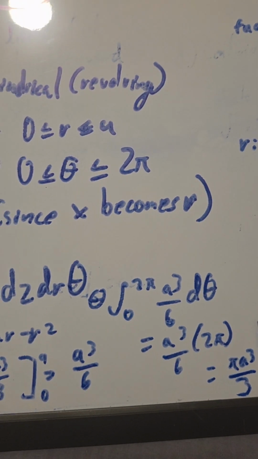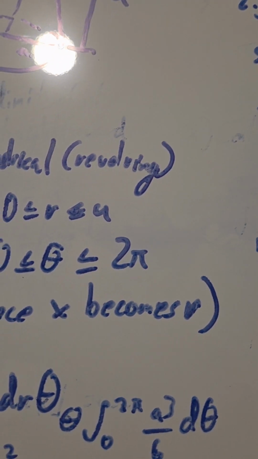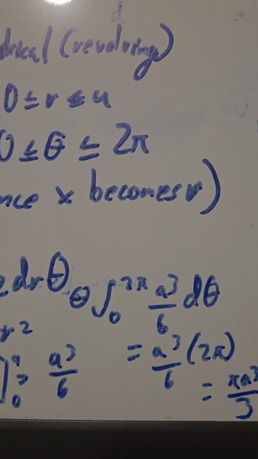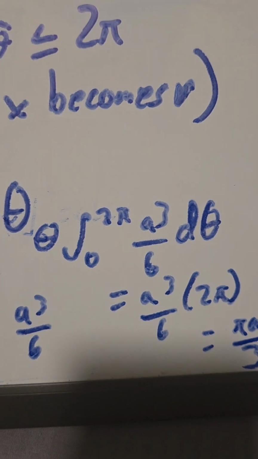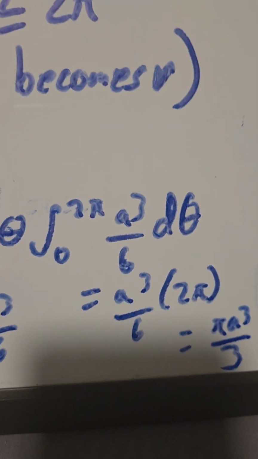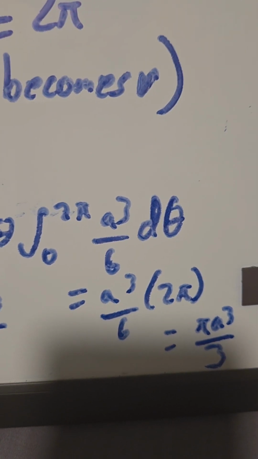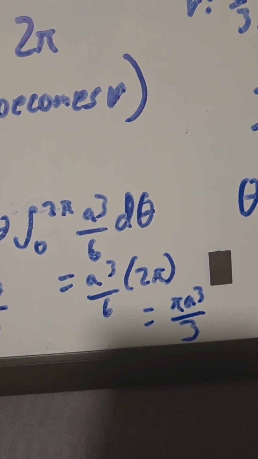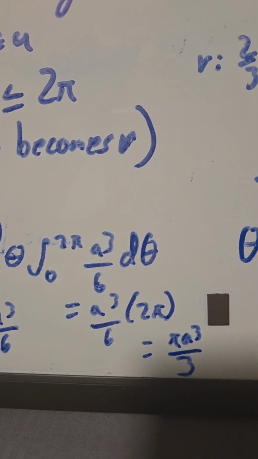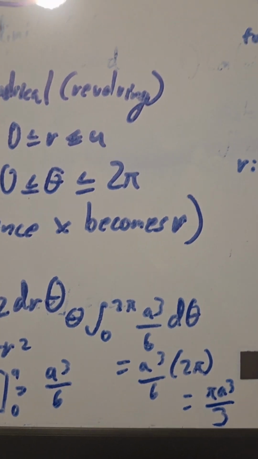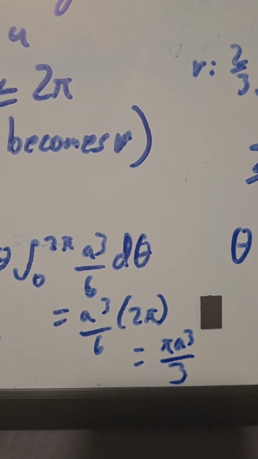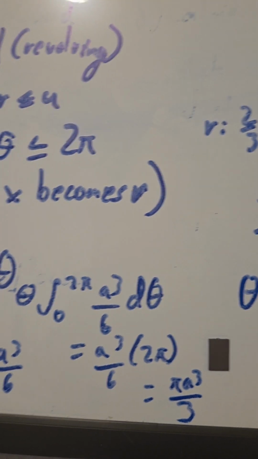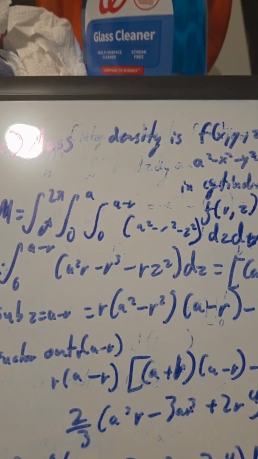Then you bring that up to integrating with respect to theta. That gives you from 0 to 2 pi. It simplifies pretty nicely, and you get pi times a cubed over 3, and that perfectly matches the volume equation of 1/3 times pi times the radius. But yeah, let's go over to mass.